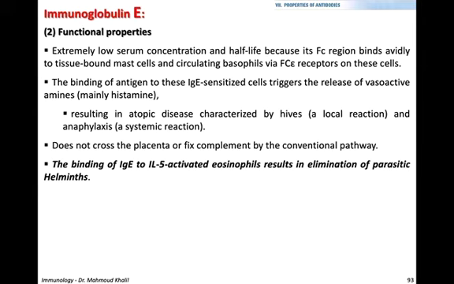And the binding of IgE to eosinophils activated by interleukin-5 results in the major function of this type of antibody, which is the elimination of parasitic helminths.